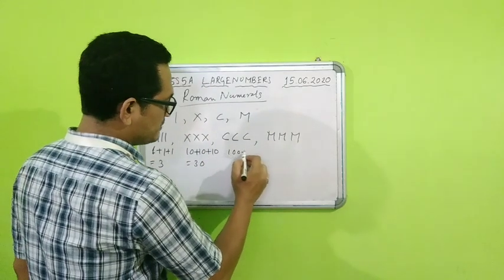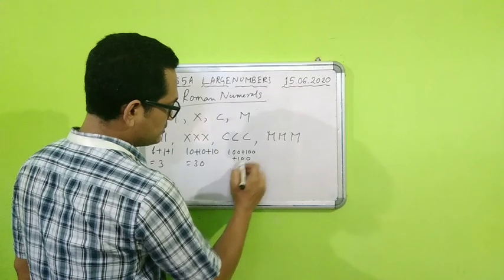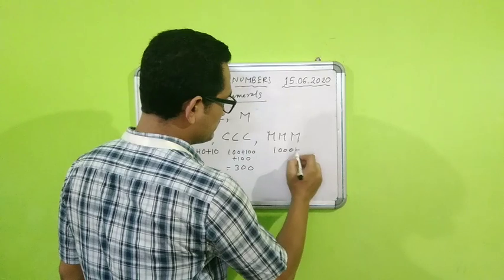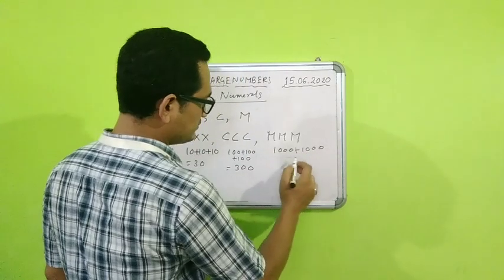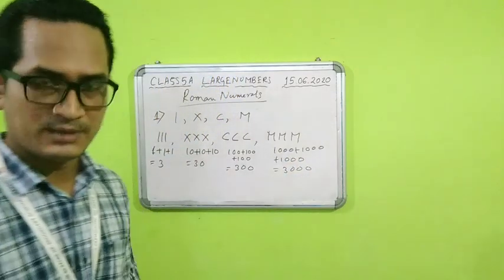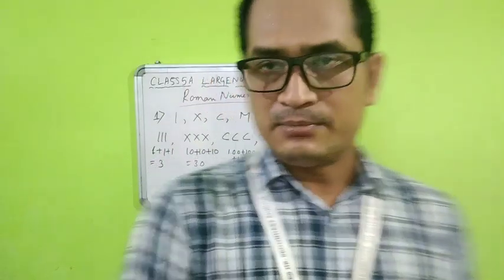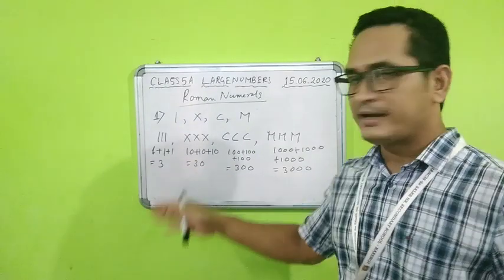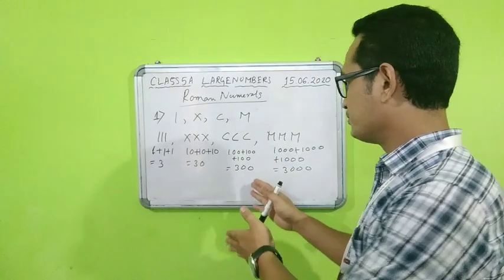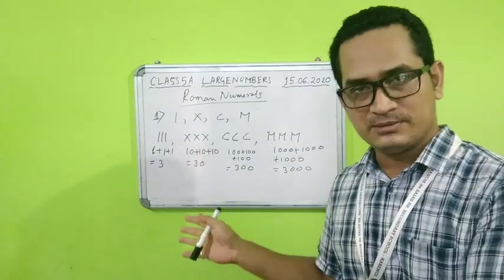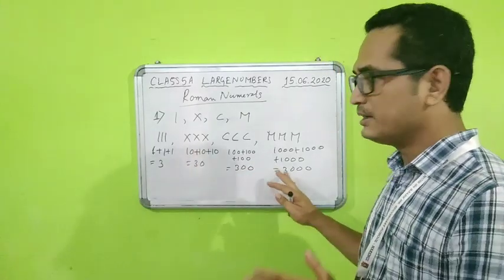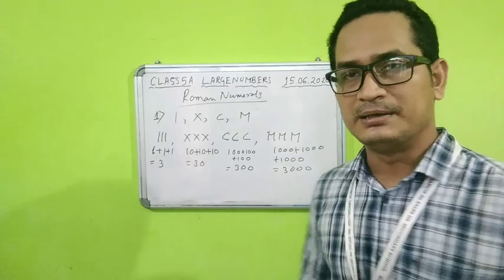C means 100 plus 100 plus 100, so that will be 300. And M means 1000 plus 1000 plus 1000, so that will be equal to 3000. So we can say that these numbers are repeated so that we can write the other numbers. Suppose I need to write a large number, say more than 2000 or more. So large numbers we can write by using the repetition of these symbols.